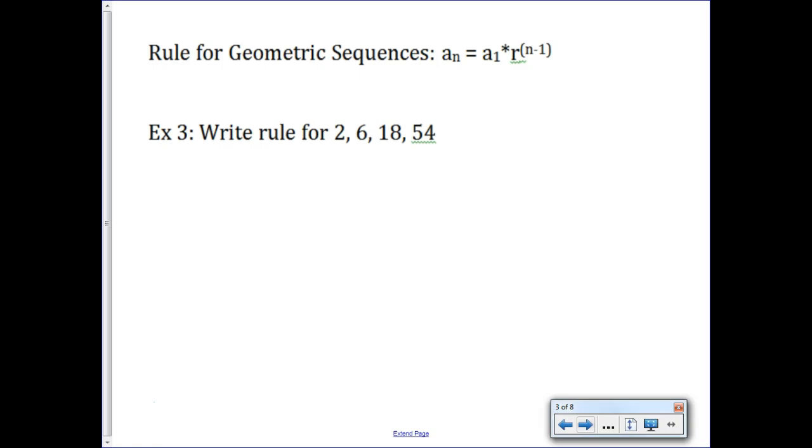Write out the rule for 2, 6, 18, and 54. So we use a sub n is equal to a sub 1, which is 2, times our common ratio. What is happening every time? Well, 2 to 6, 6 to 18, 18 to 54, we're multiplying by 3. And then that's to the n minus 1. We can't simplify that n minus 1 any more than that easily, so that is how we leave that rule.